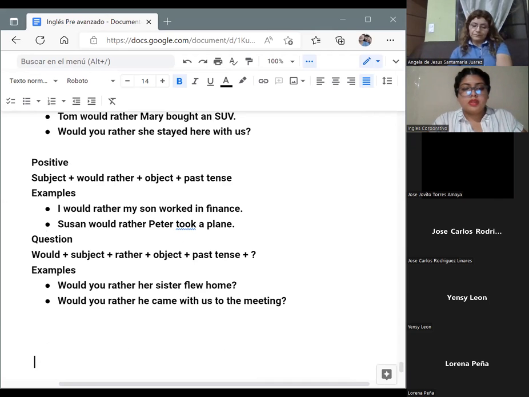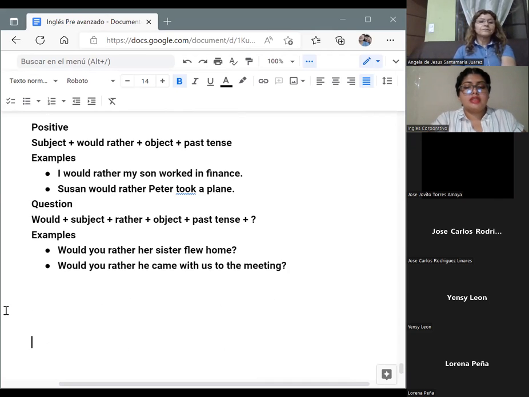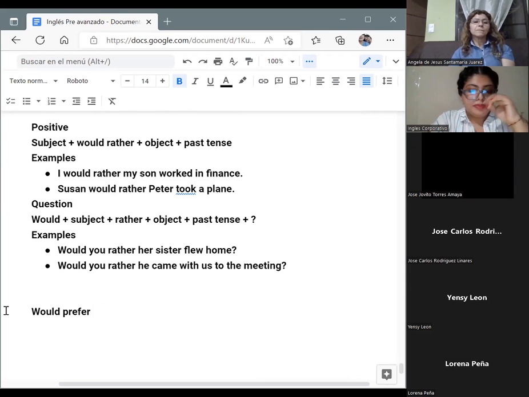Now, we have would prefer, that is the second structure that we are using. Would prefer. It is also possible to use would prefer instead of would rather, to speak about present preferences. In this case, follow prefer by the infinitive form of the verb. You are going to use the infinitive form of the verb when you are using would prefer.